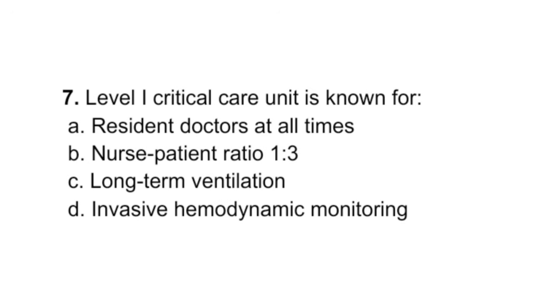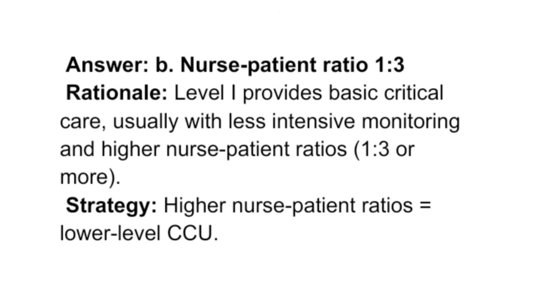7. Level 1 critical care unit is known for A. Resident doctors at all times. B. Nurse-patient ratio 1:3. C. Long-term ventilation. D. Invasive hemodynamic monitoring. Answer: B. Nurse-patient ratio 1:3. Rationale: Level 1 provides basic critical care, usually with less intensive monitoring and higher nurse-patient ratios, 1:3 or more. Strategy: higher nurse-patient ratios equals lower-level CCU.